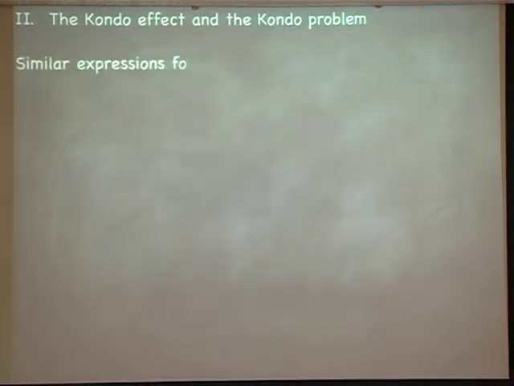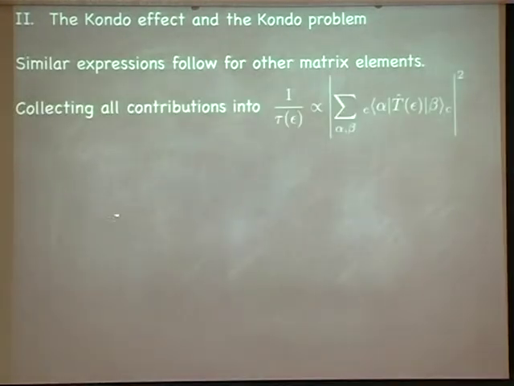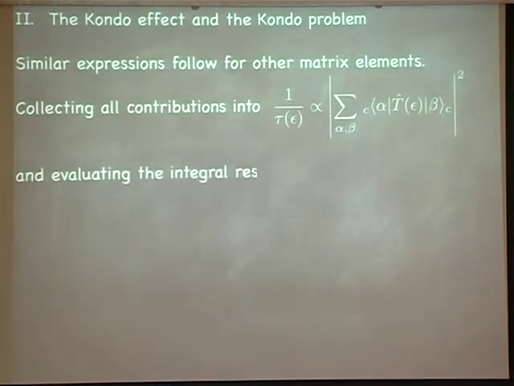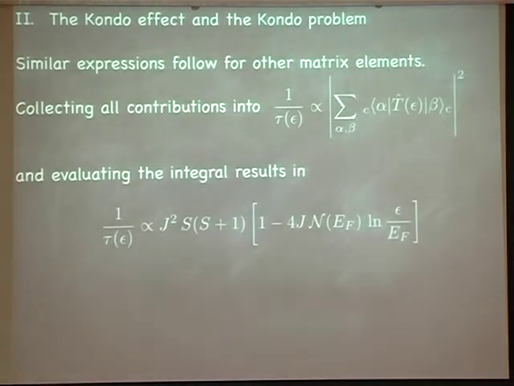Okay, next step. You can actually go through all these other matrix elements. There are lots of them, so I don't want to go into details. But eventually what you find out, if you do the calculation and then collect all contributions into the expression for the inverse scattering time, which is proportional to the sum over all scattering channels squared, evaluate the integrals. There are some k-sums involved and so on. There's a sum over energy involved, which I don't want to talk about here. But what you do, and I think you may actually, oops.